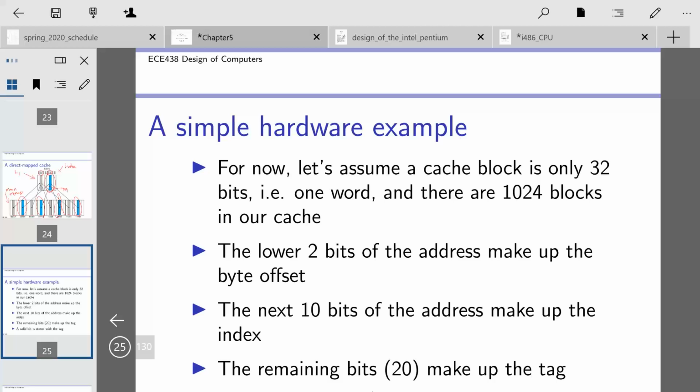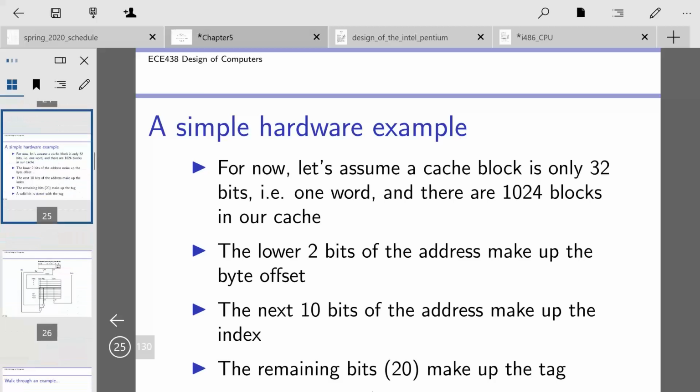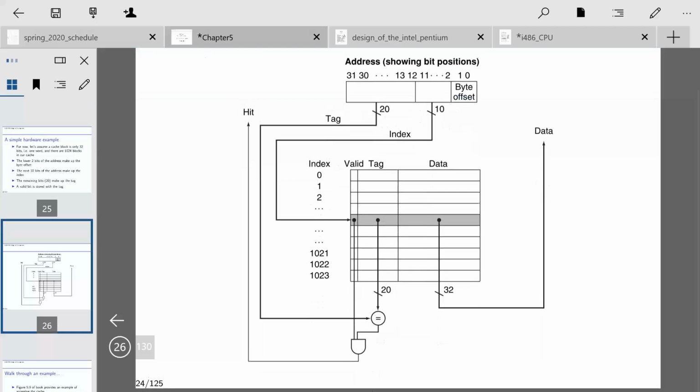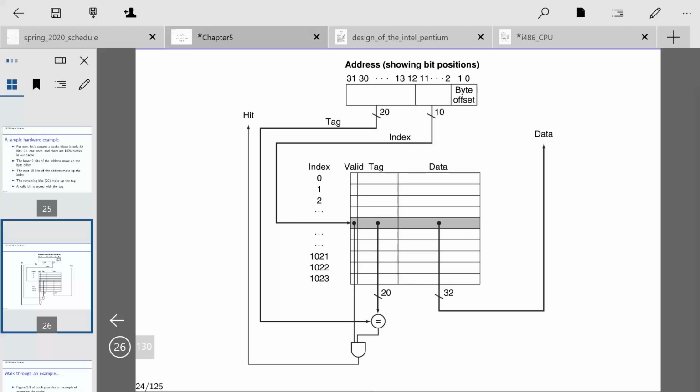Then the next 10 bits is used to index the cache, and then the remaining 20 bits is the tag. So you add all that up and you get 32 bits. Okay, so what does that look like? This is what a cache can look like. So here's our byte offset.